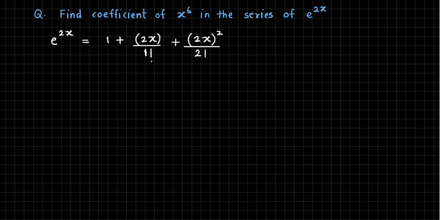Now to get the term in x raised to 6, we have to go to the term where we have 2x whole raised to 6 divided by 6 factorial, and so on. The expansion will of course go on forever, but this is the term which includes x raised to 6. So this term is equal to 2 raised to 6 upon 6 factorial into x raised to 6.